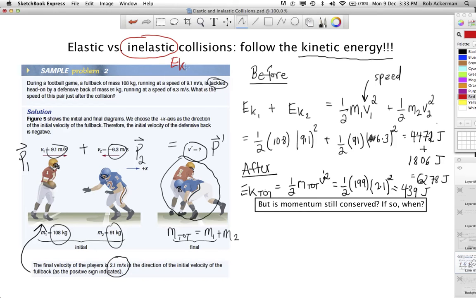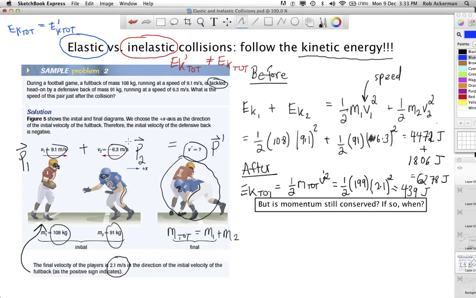EK, in the end, EK prime total, is not equal to what it was total between all the players in the beginning, EK total. All right? Can you guess, therefore, what an elastic collision is? I'm sure you can probably guess what it means. It means that EK total in the beginning is equal to EK total prime in the end.